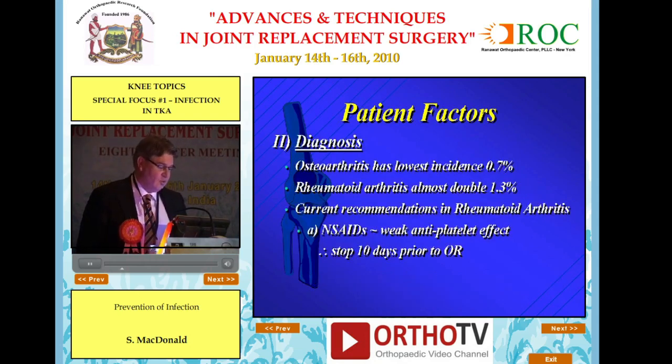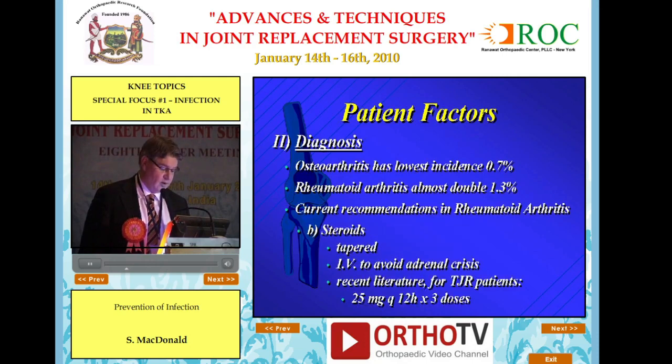What about the diagnosis? So osteoarthritis, our bread and butter, had an incidence of about 0.7% in that series. Rheumatoid arthritis was double that. So let's take you through some of these things. What are the current recommendations in rheumatoid arthritis? Well, most of them are on NSAIDs. It's a weak antiplatelet effect, so our routine is to stop that for about 10 days prior to the OR.